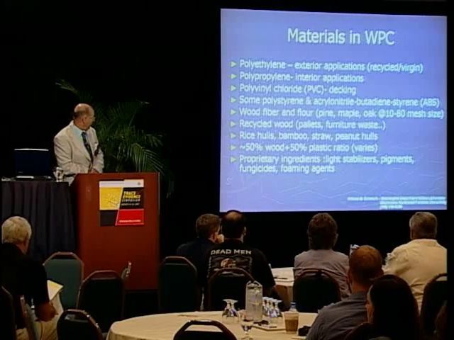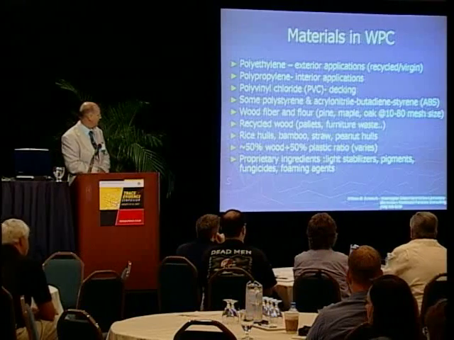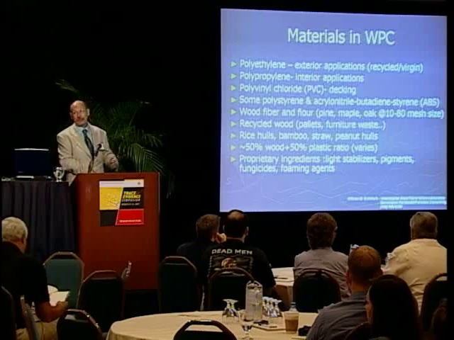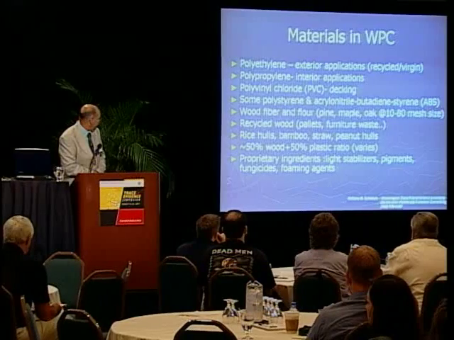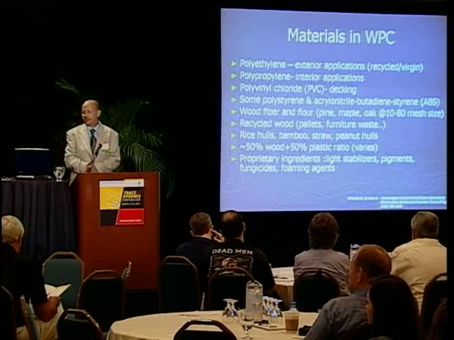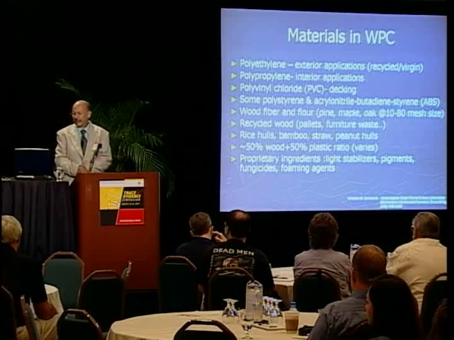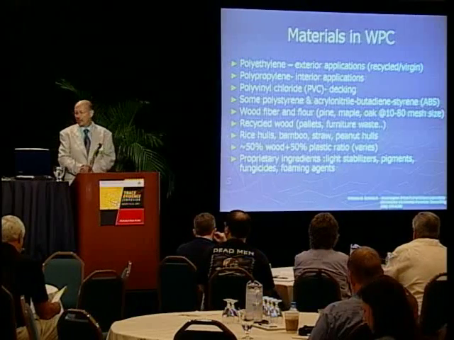Well, what are the materials in wood plastic composites? Polyethylene. That can be recycled or virgin polyethylene. Polypropylene, polyvinyl chloride. Then you have your ABS. And now what are the wood types they use? Well, just about anything. Anything cellulosic they're putting into this material. But some companies use different types of materials, which we'll get into in a moment. Down to about the 10 to 80 mesh grain size. Like recycled wood pallets, furniture waste, rice, bamboo, straw, peanut hulls. It's about a 50-50 mix, the ratio between the wood and the cellulosic ingredients.